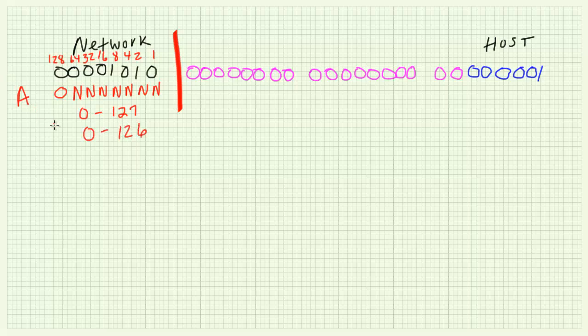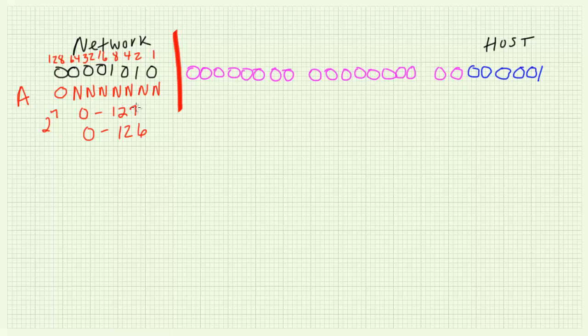If you'd like to think about this in terms of powers of 2, this first bit here is reserved for Class A and it's going to be forced to 0. So we're going to have 7 remaining bits that we can use for network addressing. That's going to be 2 to the 7th, or 128 possible values ranging from 0 to 127.